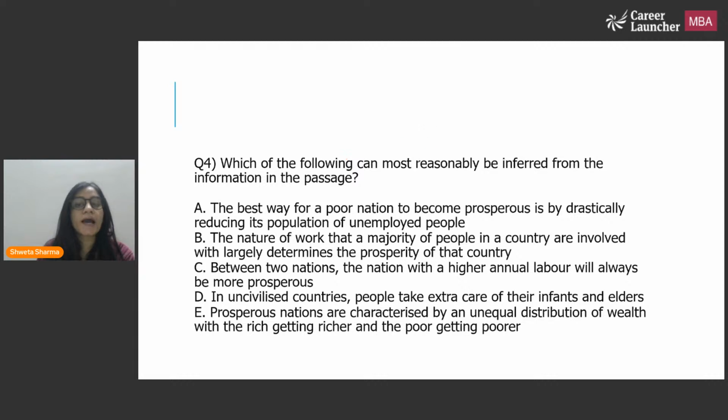So, which of the following can most reasonably be inferred from the information in the passage? It's an inference question, and we need to figure out, as per the passage, what can be inferred. So, it is a simple true or false question. You could have a look at the question. Best way for a poor nation to become prosperous is by drastically reducing its population of unemployed people. It doesn't ask us to reduce the population. Nature of work with the majority of people in a country are involved with largely determines the prosperity of the country. That nature of work, we are not given.